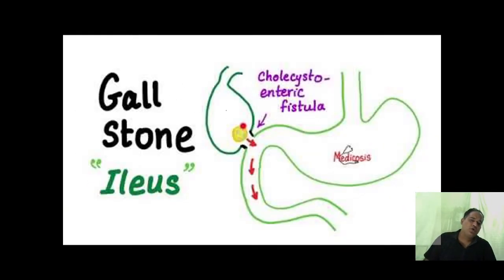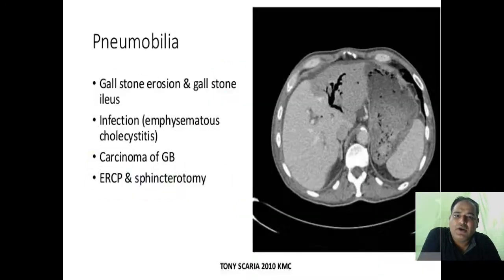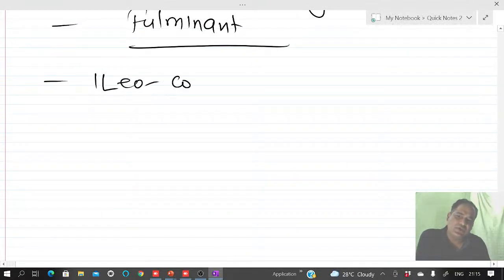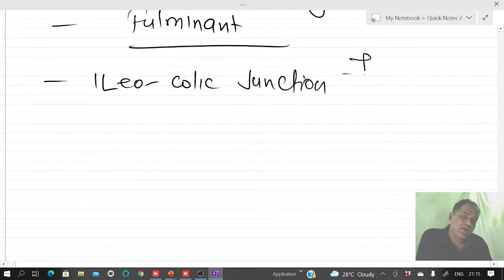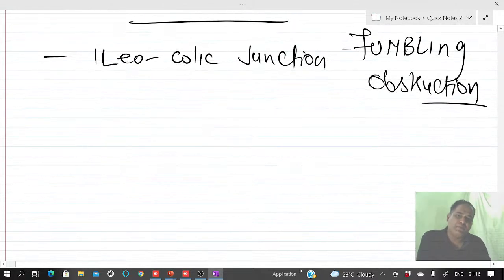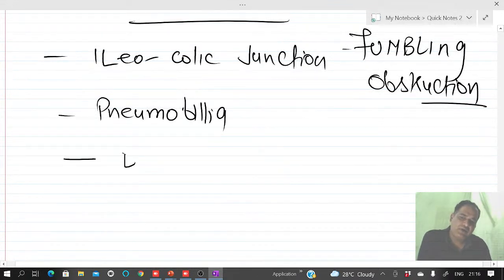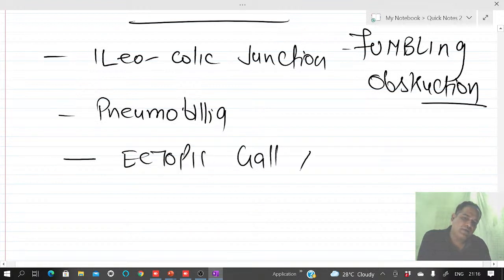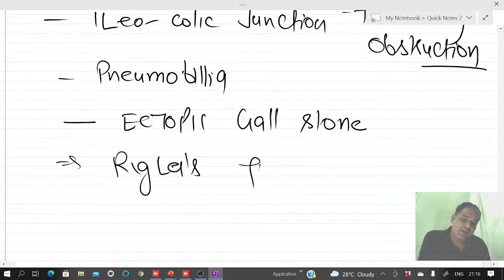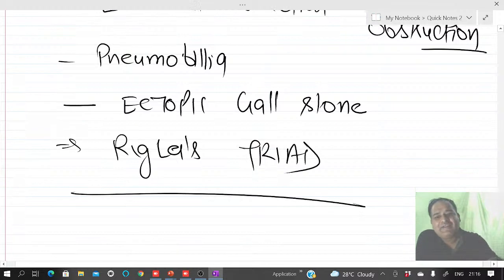Gallstone ileus. So the gallstone may enter into the intestine, and then it will be lodged. In gallstone ileus, the gallstone will be lodged at the ileocecal junction. And you look for this word, tumbling obstruction, automatically occurring again, tumbling obstruction. What else do you see? Pneumobilia. Fine. What else do you see? Ectopic gallstone, not at its normal position. And these three things combined together are called the Rigler triad.